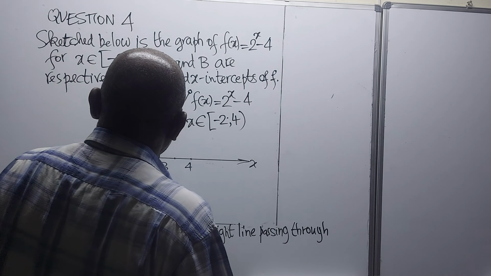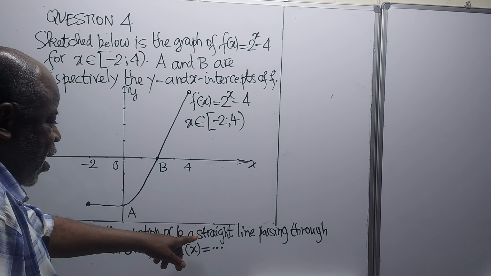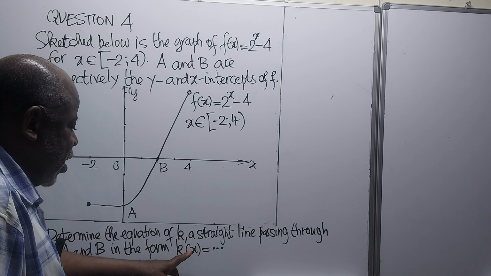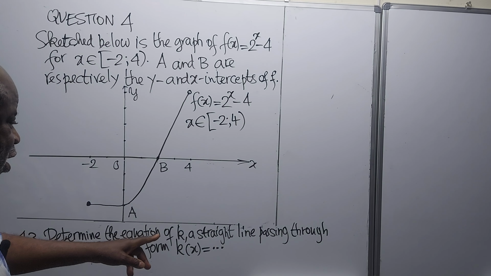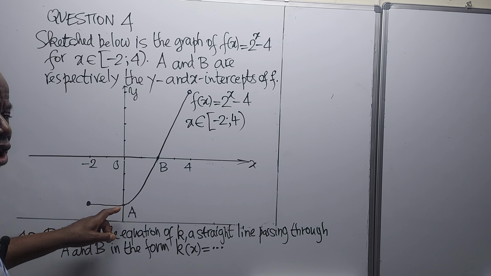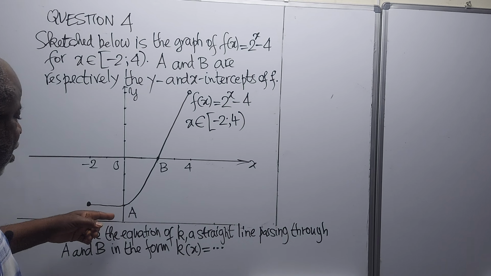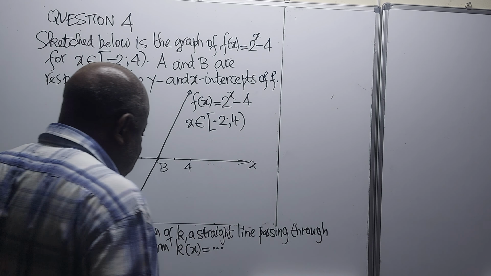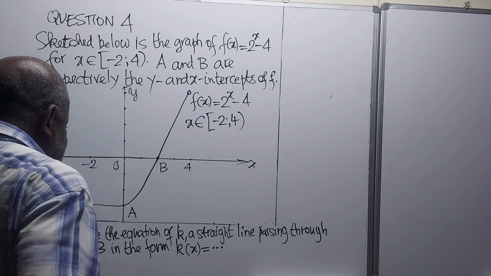Okay, question 4.3 now. Determine the equation of k, a straight line passing through A and B, in the form k(x) = . So in order for us to get the equation of k, a straight line passing through A and B, we're also going to need the coordinate of A. So let's start by getting the coordinate of A. A is the y-intercept, B is the x-intercept.